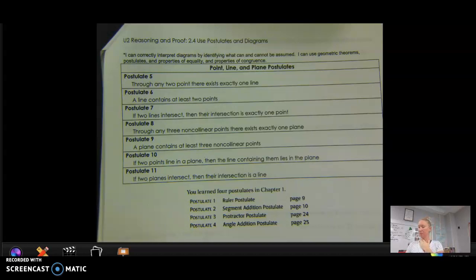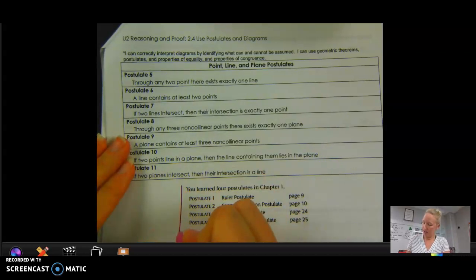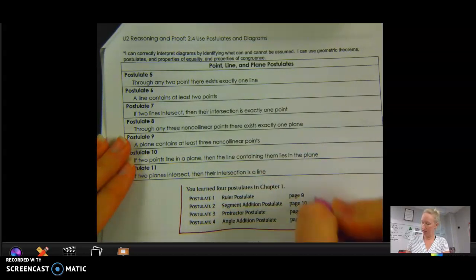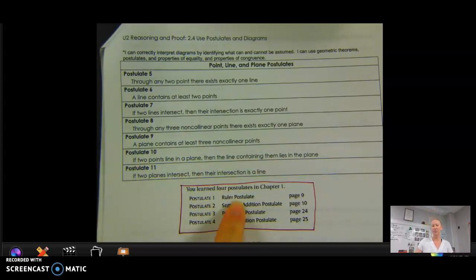Okay. So right now we're going to be talking about points, lines, and planes, and the postulates. Remember that we talked about postulates in 2.1 to 2.3. So they're essentially rules that we accept in geometry. I'm going to skip down to here. You guys have already talked about these postulates. Postulate 1 is the ruler postulate. I need for you to know the ruler postulate. I don't necessarily need for you to know that that is postulate number 1.